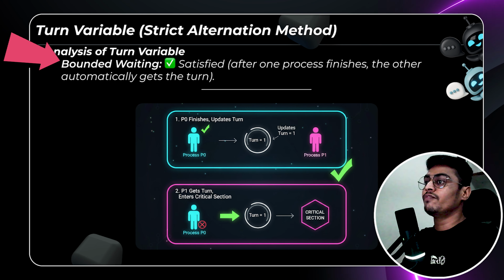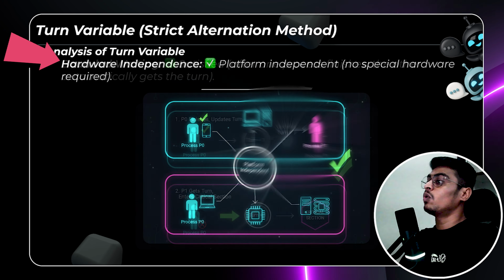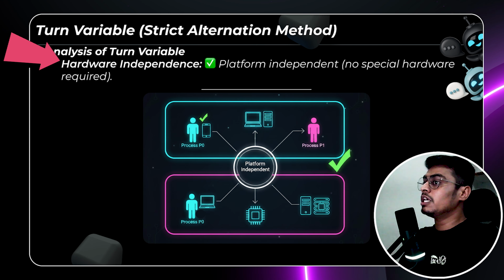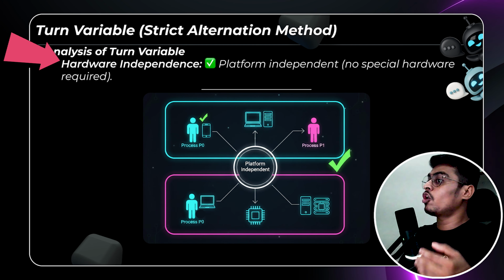Now bounded waiting is satisfied. No process waits infinitely. After one process finishes, it's automatically the other process's turn. This is why it's called strict alternation. Now hardware independence: platform independent. This solution doesn't depend on any special hardware feature and can run on any platform.